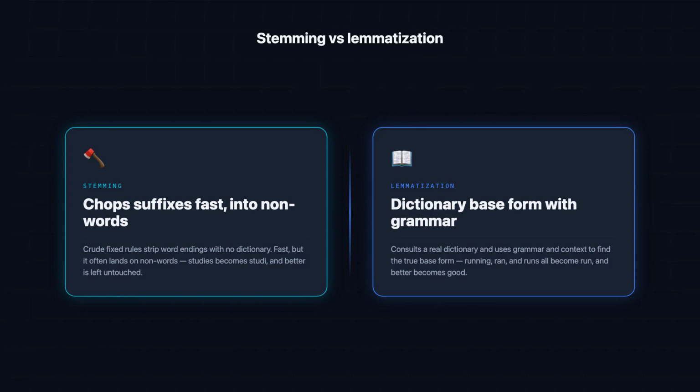Lemmatization is the careful approach. It consults an actual dictionary and uses grammar to map a word to its true base form, its lemma. That is why running, ran, and runs all collapse to run, and better correctly becomes good. It is slower and it needs real language resources, but the answer is always a genuine, meaningful word rather than a mangled fragment.